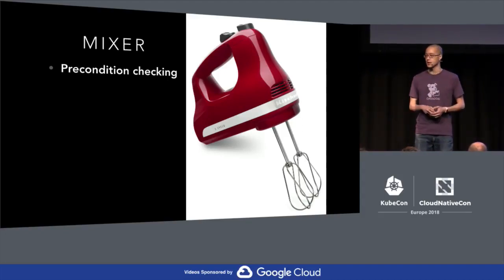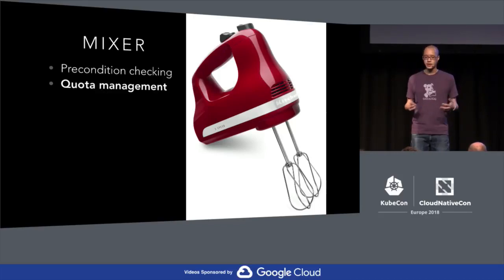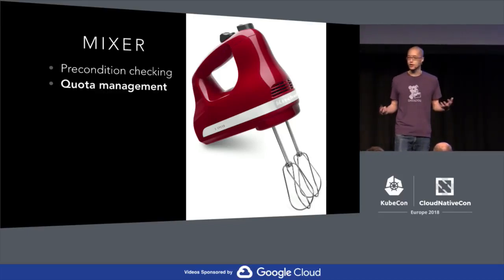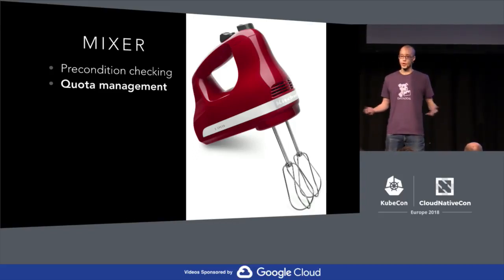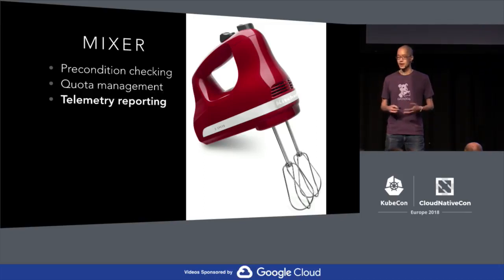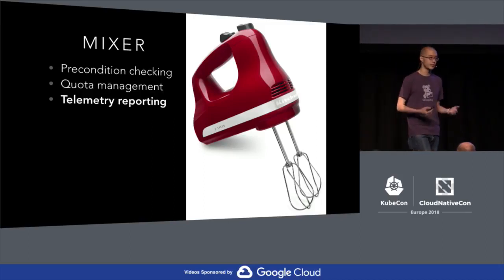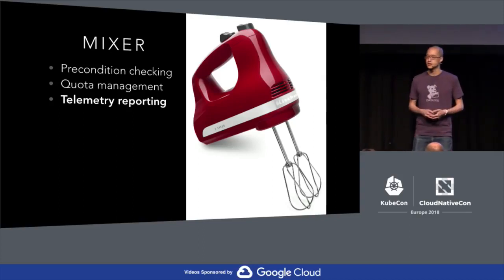And the first is precondition checking, so essentially access control. The second is quota management, and that's essentially rate limiting. So we can say, for example, the service can only receive 5,000 requests per second. So it gives us control over that. And then, as mentioned, there's a lot of telemetry reporting because it's really easy to get that data.